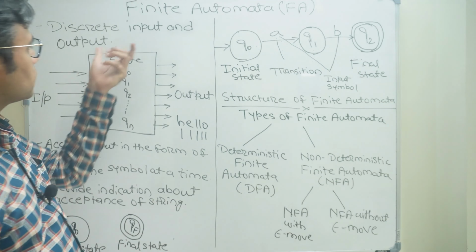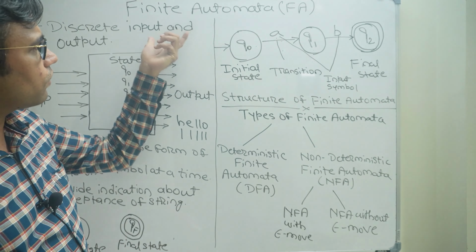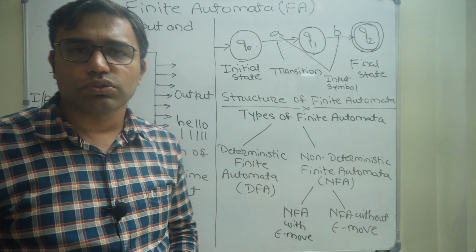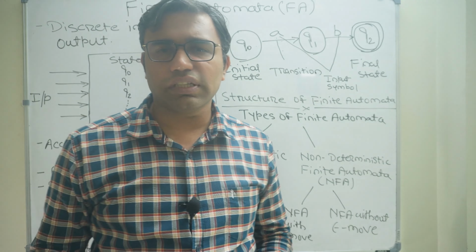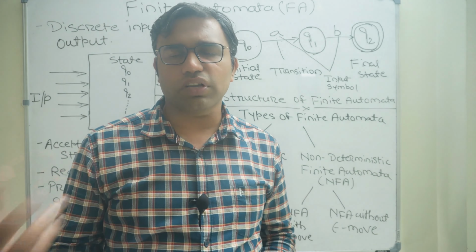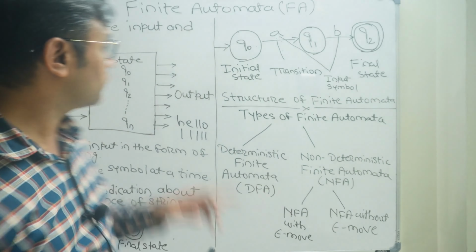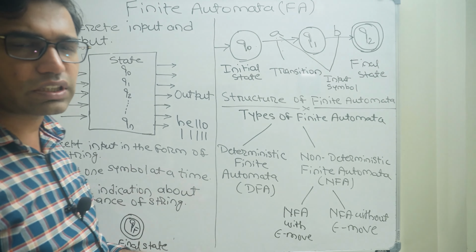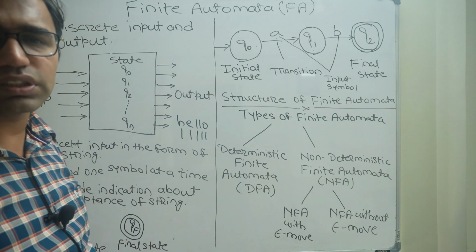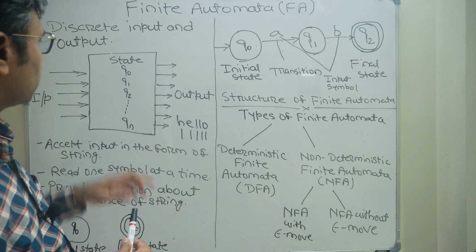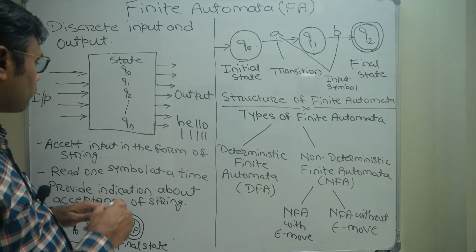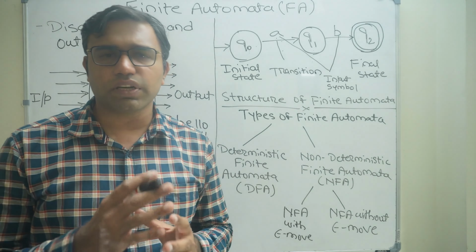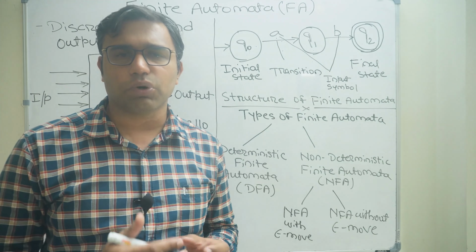Finite automata is an abstract mathematical model which is used to process a string. To process the string, it takes the string as input and produces output. So it accepts discrete input and produces discrete output. Discrete means distinct. To process the input, it will go through various number of states.